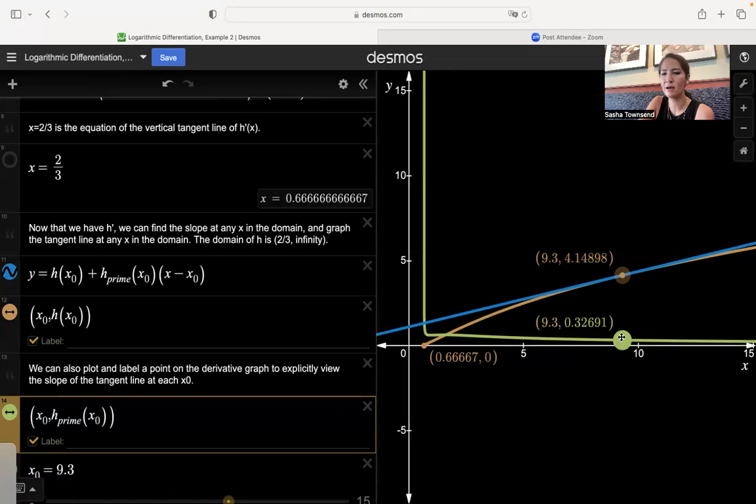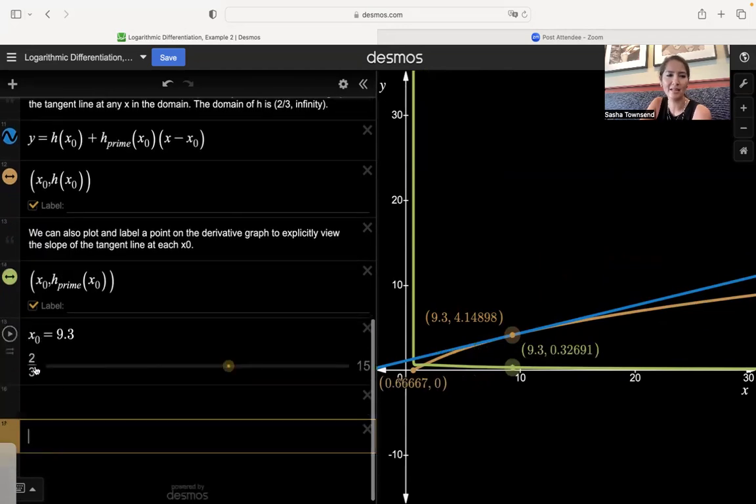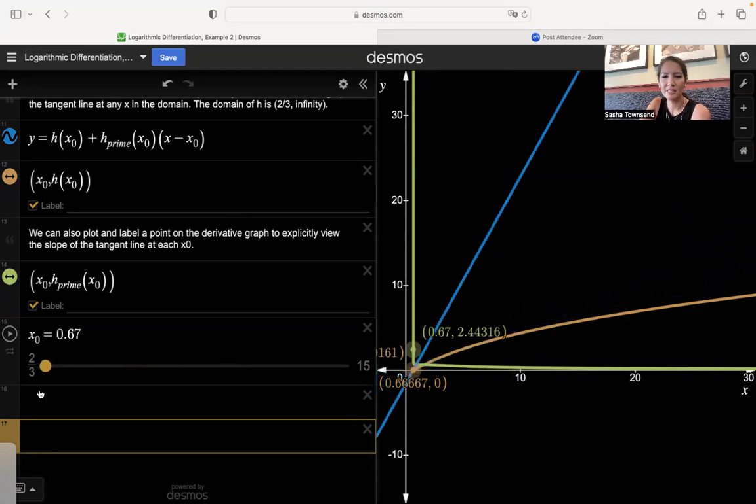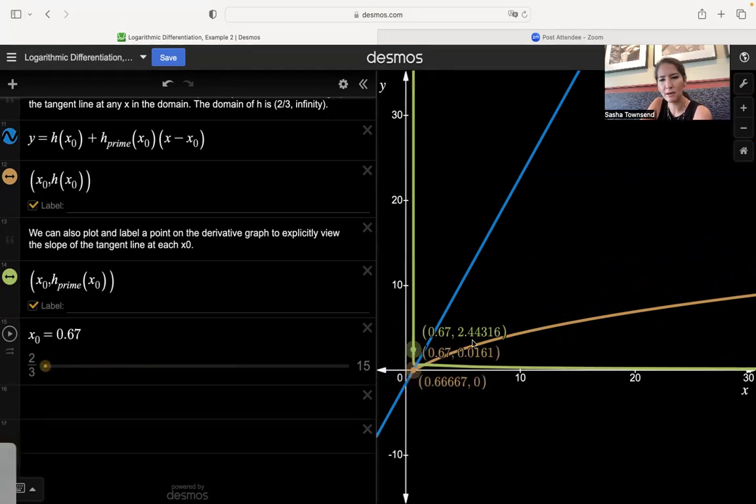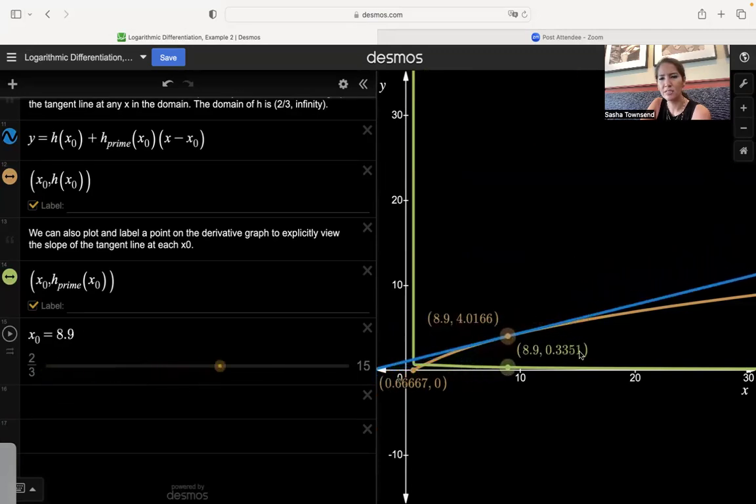So the green values, the values on the green graph, are giving us our slope. And then we can actually see that slope visually if we look at the tangent line itself. Well, we can change x naught if we want to. I let x naught go from 2/3 to 15. And then we can see the tangents at each of those points. So the slope at 2/3 turns out to be about 2.44316. But then as we get away from that 2/3, the graph quickly flattens out. And the slope becomes very small very quickly.